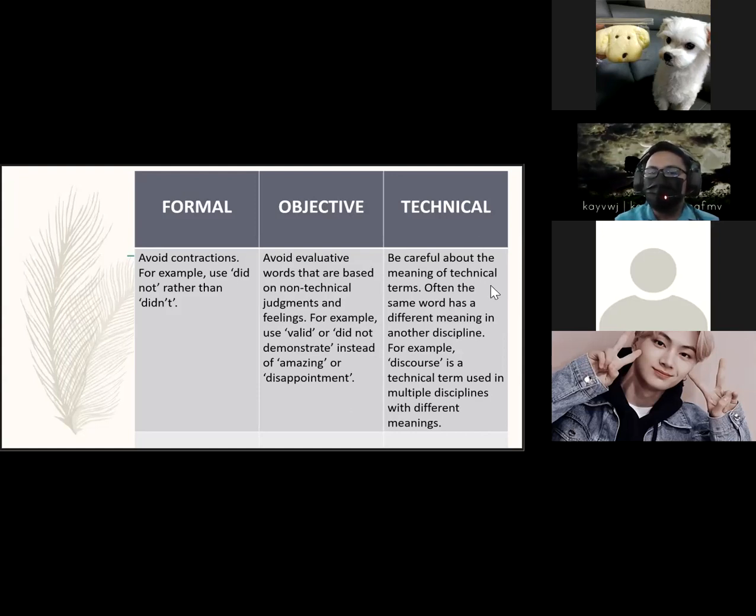So when it comes to technical terms naman, be careful daw about the meaning of a technical term. Bakit? Meron po kasi tayong mga words na pare-parehas pero magkakaiba ng meaning when it comes to the different disciplines. Meron tayong mga terminologies na magkakaiba ang meaning sa iba't ibang disciplines, sa iba't ibang fields such as the word discourse. Napakaraming meaning niya. The word set, di ba? If I'm not mistaken, the word set has the most definitions in a dictionary.